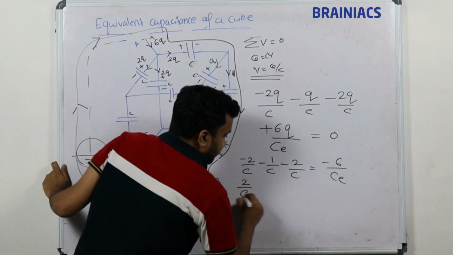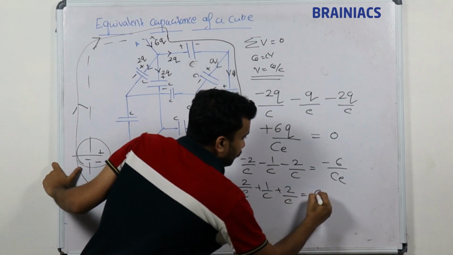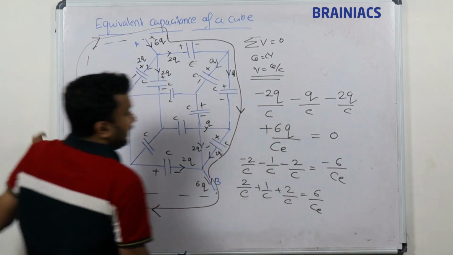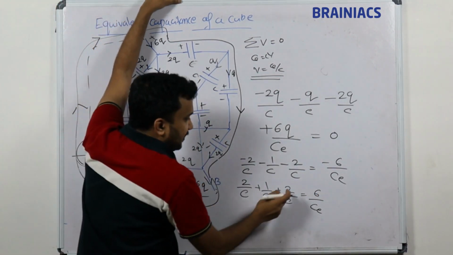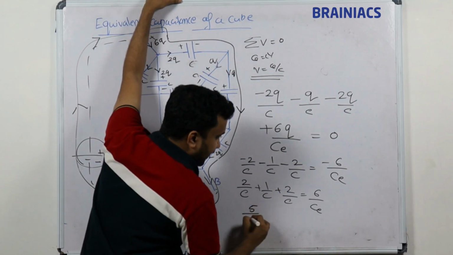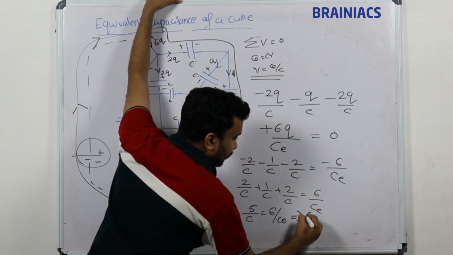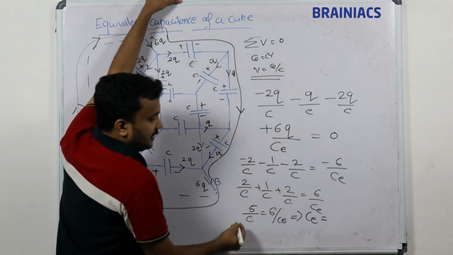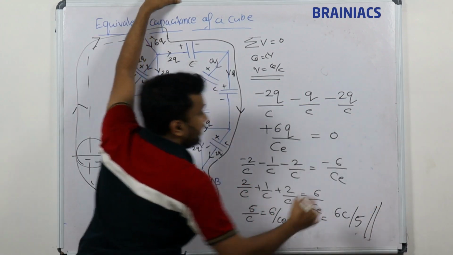So it becomes 2 by C plus 1 by C plus 2 by C is equal to 6 by C equivalent. So 2 by C plus 2 by C plus 2 by C means what? 5 by C equal to 6 by C equivalent. From this one I will get C equivalent is equal to what? 6C by 5.